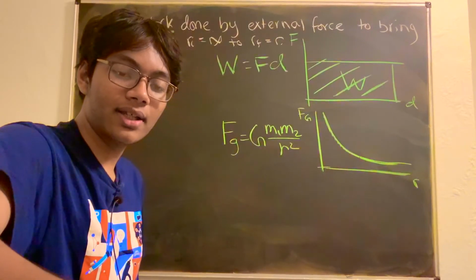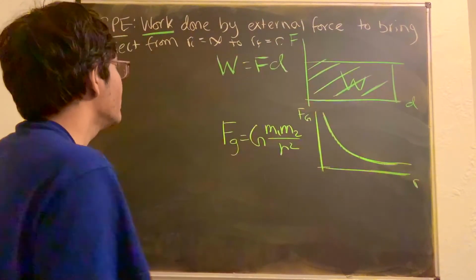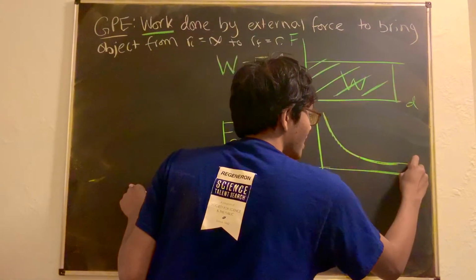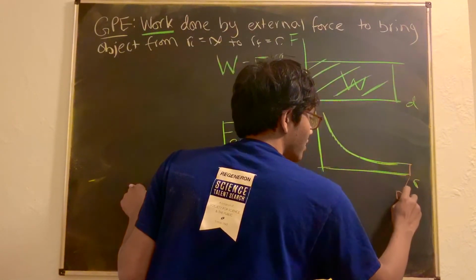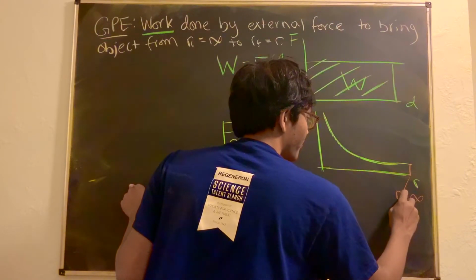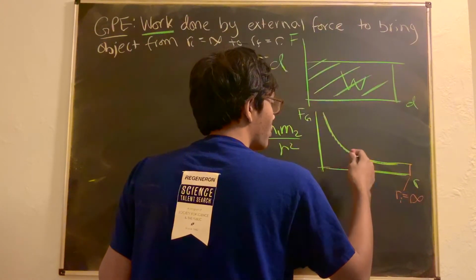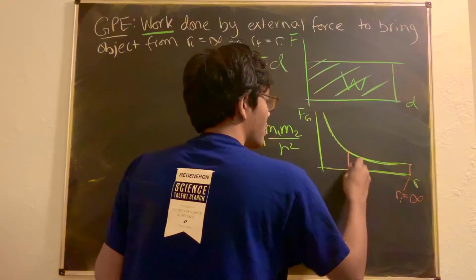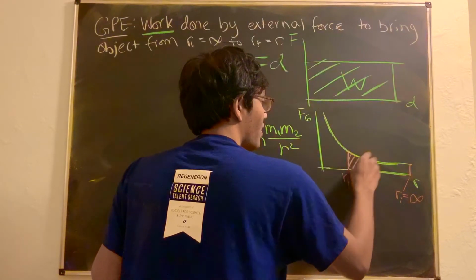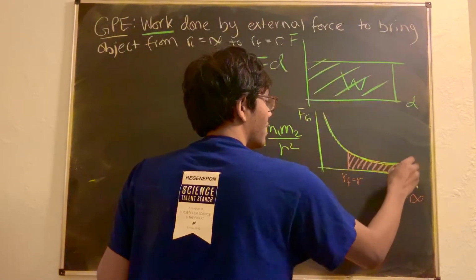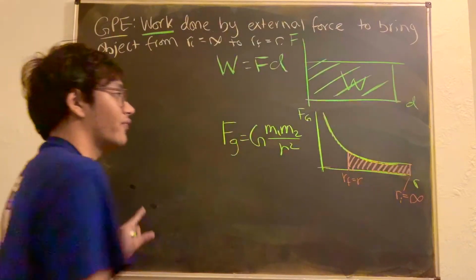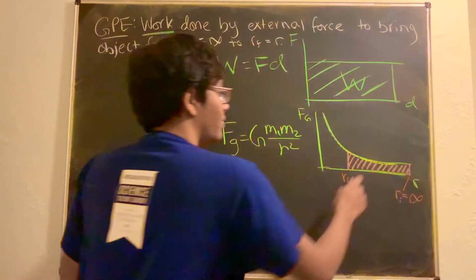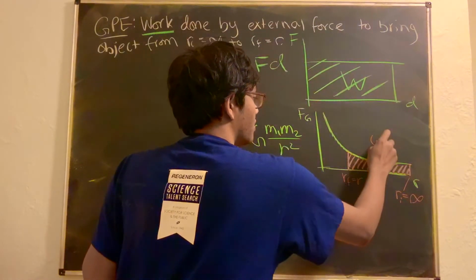I'm going to use my brown chalk right here, and we're going to use integration to integrate from r initial equals infinity to r final equal to r. So we're basically integrating over this region right here. We're trying to find the area under this region. And of course, Newton times meters, Newton meters, joules, that's going to be our work or potential energy.